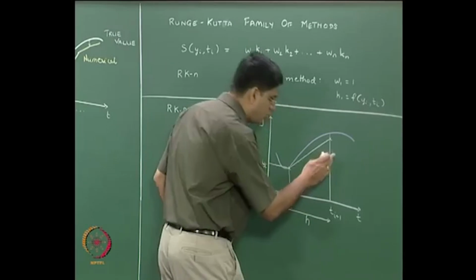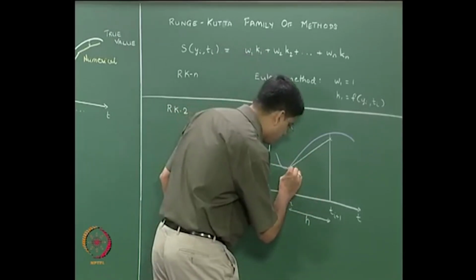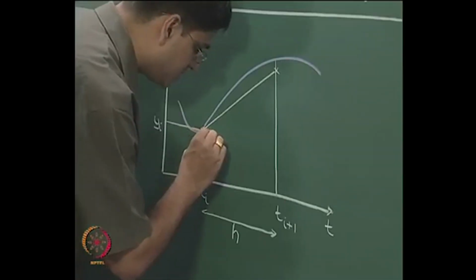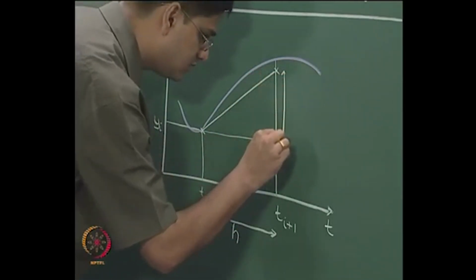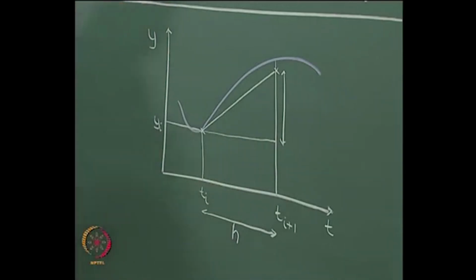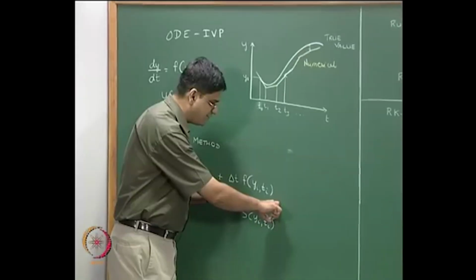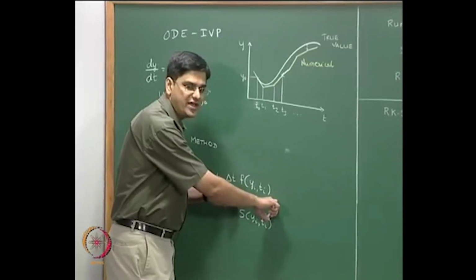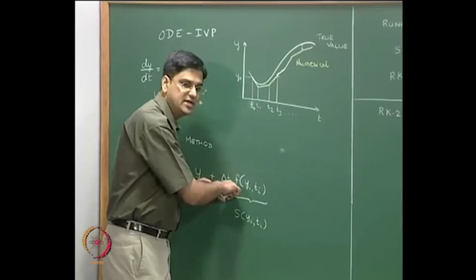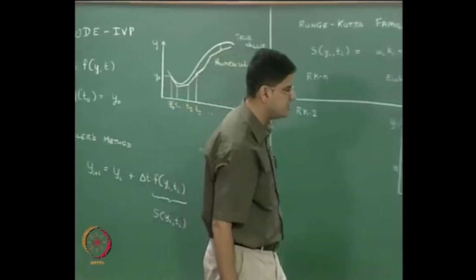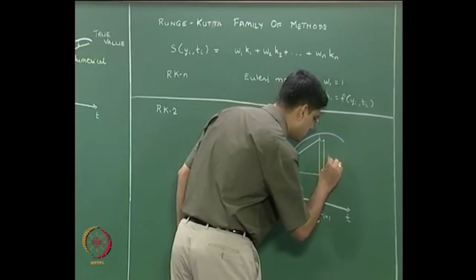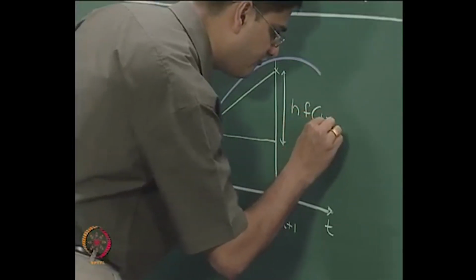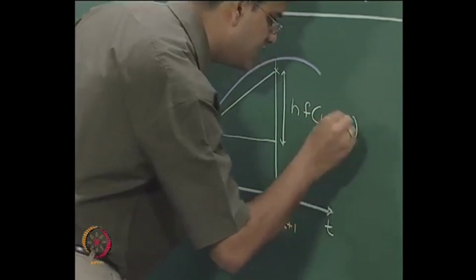Okay. So now if we look at the overall geometry, we will just complete this particular triangle over here. This distance is nothing but yi plus 1 minus yi, and yi plus 1 minus yi was nothing but f of yi, ti multiplied by delta t. In this case, instead of delta t, we are using the term h. So this distance is nothing but h multiplied by f of yi, ti.